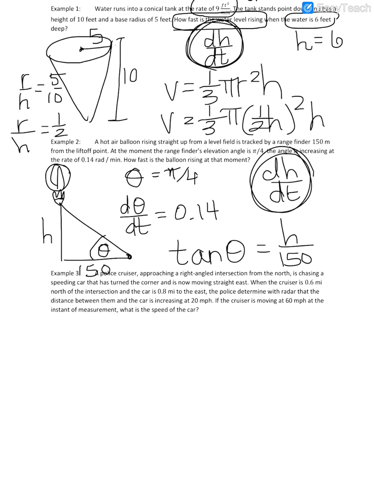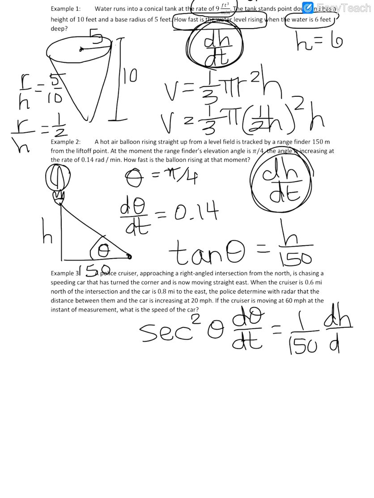All right, so at this point, we are going to take our derivative from left to right, starting with tangent. Tangent of theta, that's going to be secant squared of theta, d theta dt, because we did the derivative of theta. On the other side, our variable is h. Okay, so you can think of this as 1 over 150 h. So when I do the derivative, I just get 1 over 150 dh dt, because I did the derivative of h.